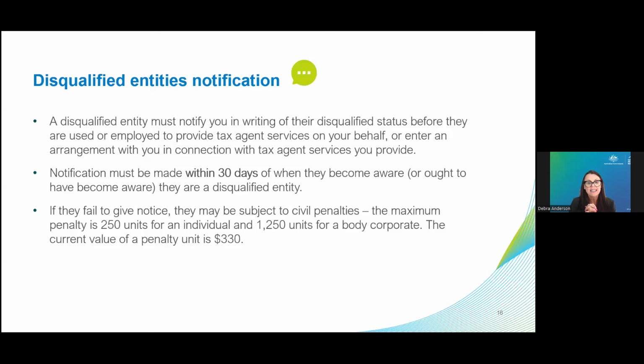So a disqualified entity can provide this notification by completing a form that's on our website. It's called a Disqualifying Events Declaration and Consent Form, and they must provide that to you. If they fail to give you that notice, the disqualified entity may be subject to civil penalties. And the maximum penalty that can be applied is 250 penalty units for an individual and 1,250 penalty units for a body corporate. And the current value of a penalty unit is $330 per unit. So you can do the math.